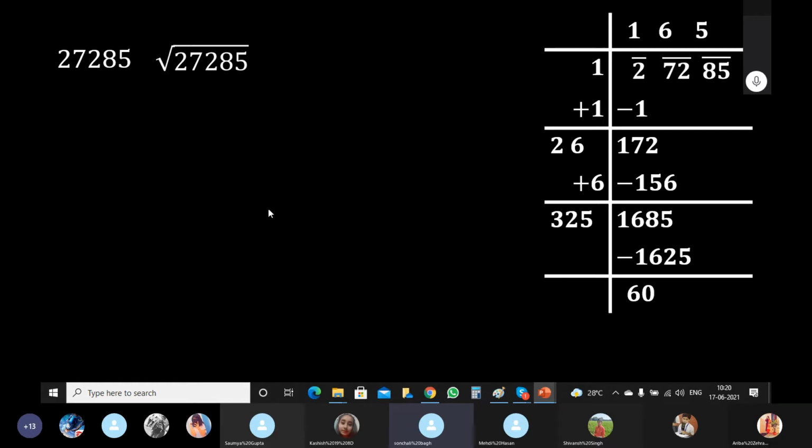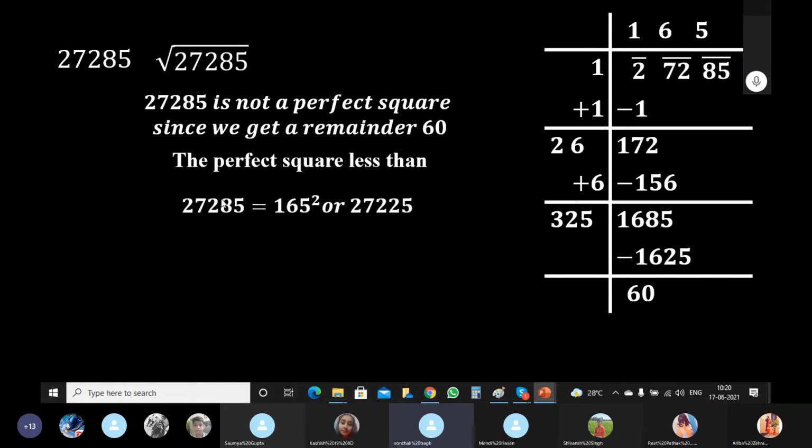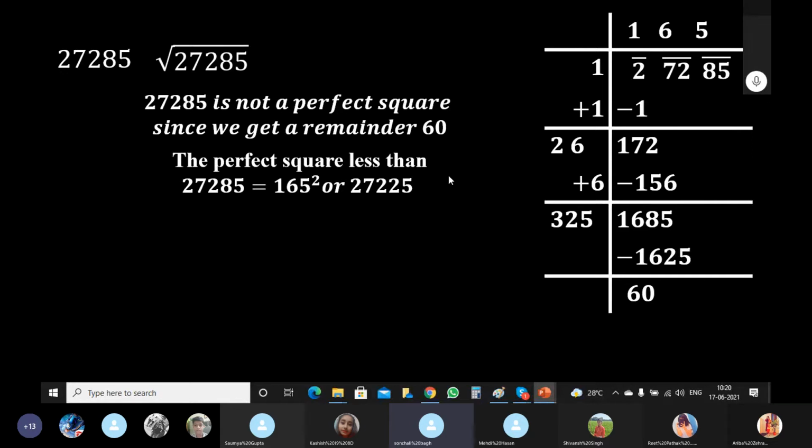Now it is a statement-based question, so we have to prove it. What do we observe? 27285 is not a perfect square. Yes? And since we get a remainder of 60, that means the perfect square less than 27285 is 165 squared. Right or wrong? And that is 27225. Yes or no?